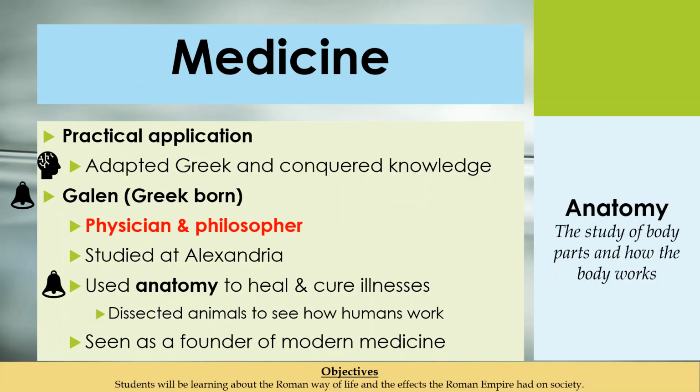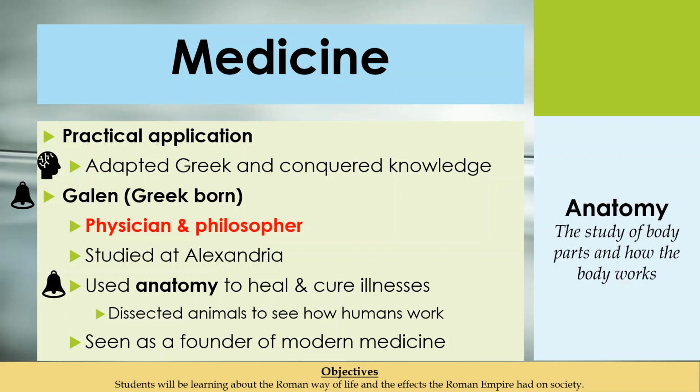In addition to infrastructure, this was an increased time for medicine or medical practices. Unlike ancient Greece, which was mostly about theory, ancient Rome was all about practical applications. And so they would take and adapt Greek ideas and conquered knowledge to develop new ways to use medicine. Galen, who was a Greek-born man who gained citizenship in Rome, was a physician and philosopher. He studied in Alexandria, one of the greatest cities of the time, and used anatomy to heal and cure illnesses. So anatomy is the study of the body parts and how the body works.